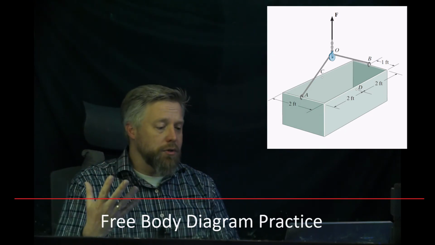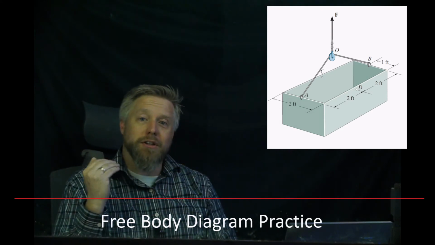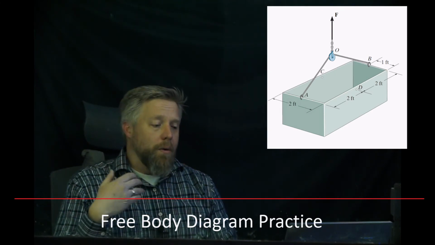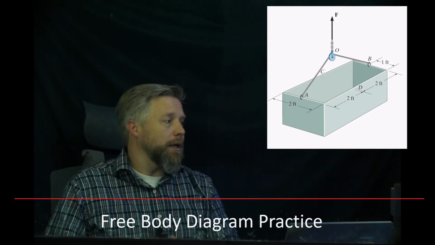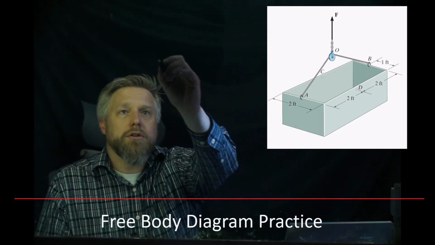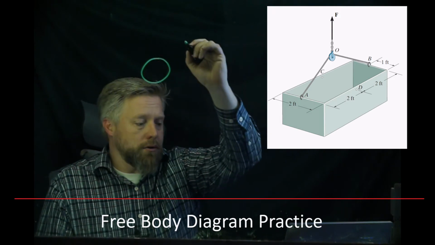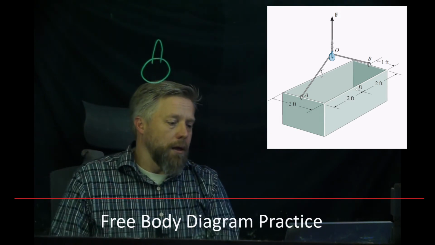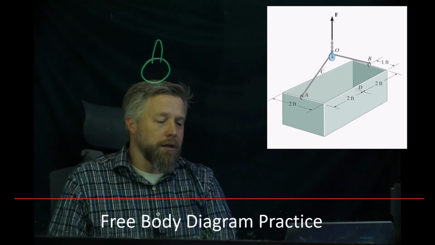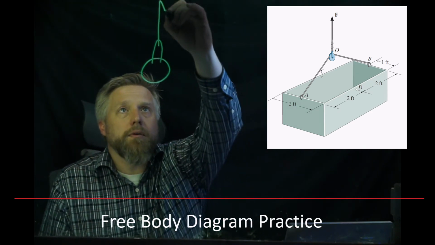We have to first choose our body. If we're looking for the tension in these ropes, again, the body that we probably want to choose is the dot in the middle there, the pulley at O. If I choose to draw that pulley, I'm going to draw an outline of my body. And then I notice there's a chain. A chain can only pull, so it has to have an arrow pointing up.